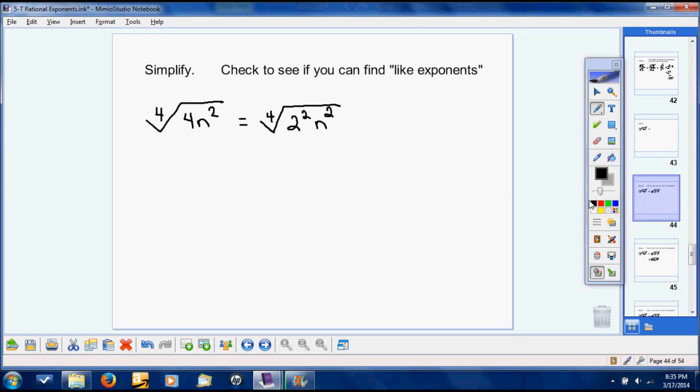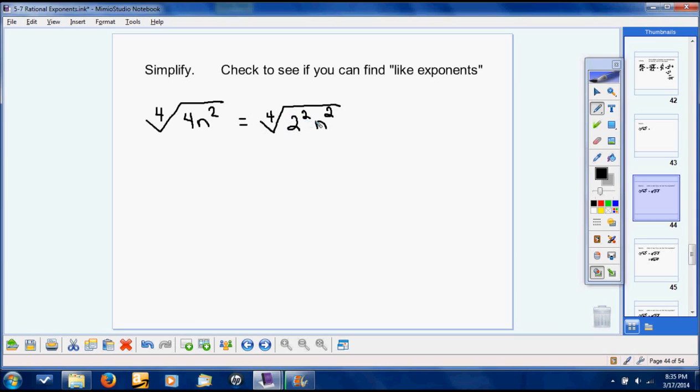However, what we can do is look to see if we can find like exponents. So we check to see if you can find like exponents. And here's what we mean by that. I want to write this number using exponents. 4 is really 2 squared. So just like in that example from yesterday, it almost feels like you're going backwards, but you're going backwards so that you can discover something.